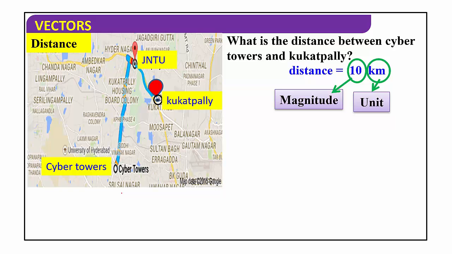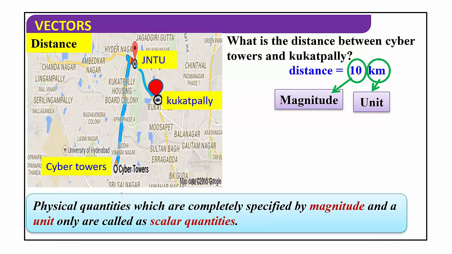To reach Kukatpalli from Cyber Tower, we have so many ways, so many roads. I can travel by train, or I can go by walk, or by bus. There are so many ways to reach the final position. So wherever the object is moving, the total path length we have to consider. It has only a number with the specified unit, but there is no direction.